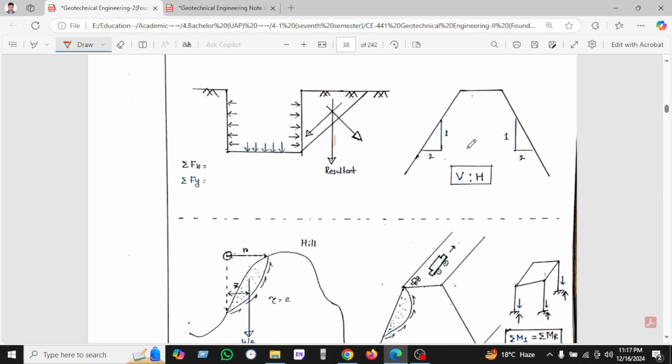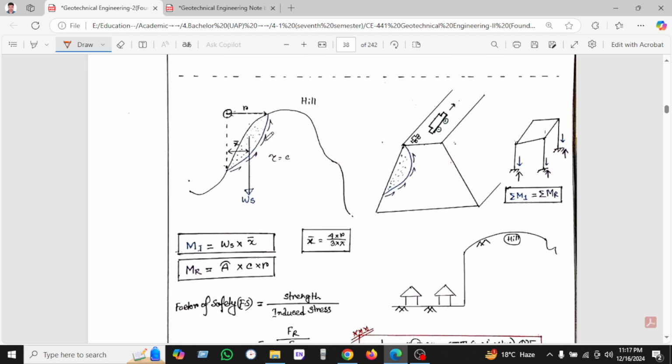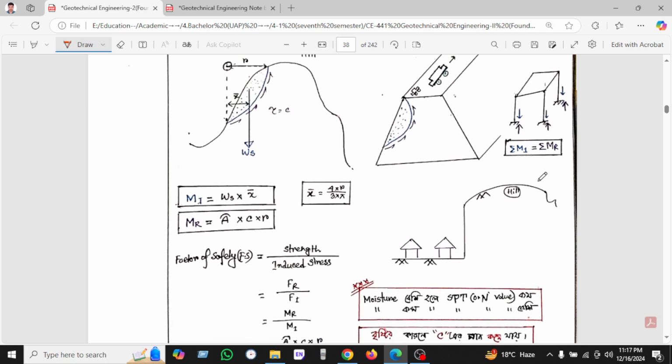And we can see another picture, which is a slope of 1:2, which means vertical is 1 and horizontal is 2. It is a hilly area. We can see here the weight of the soil is acting through the center of mass, and here is a road also, and there is a building, for example.